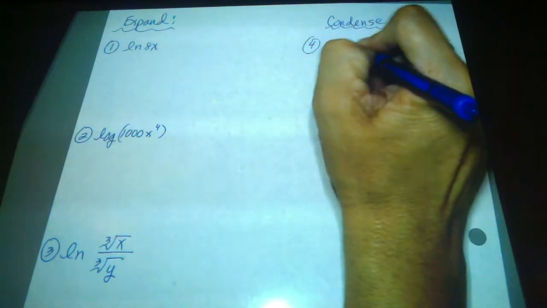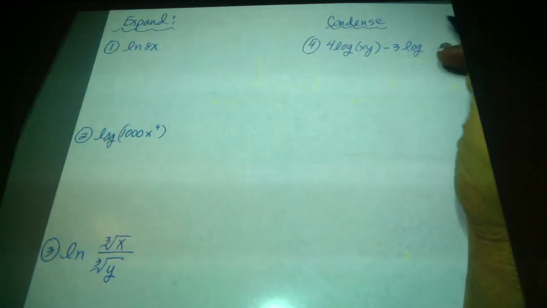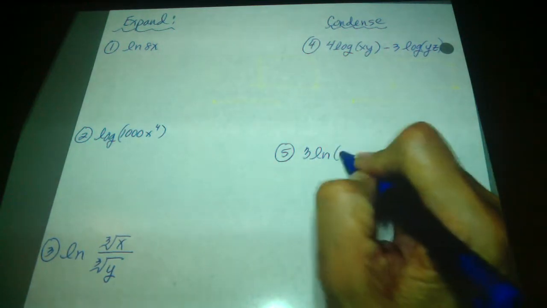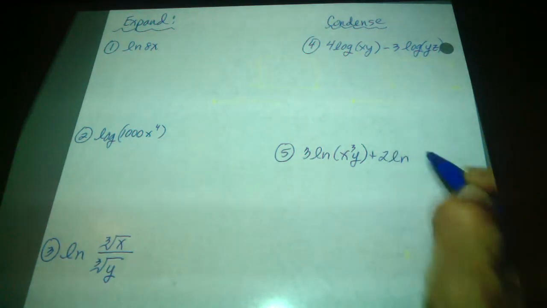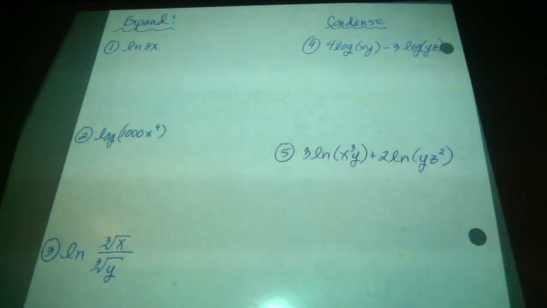And then over on the right side, you're going to condense. And so example 4 is 4 times the log of xy minus 3 times the log of yz, and then the fifth one is 3 times the natural log of x cubed y plus 2 times the natural log of yz squared. Okay, so those are your 5 problems.